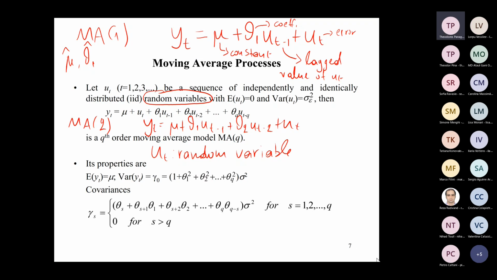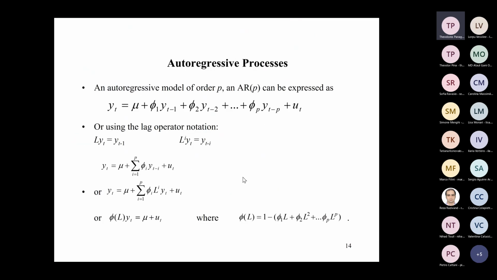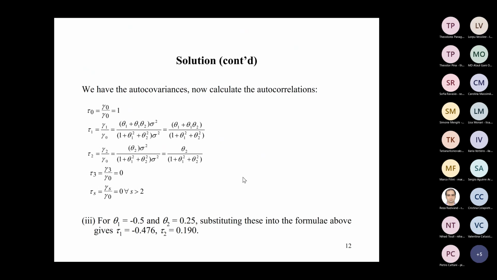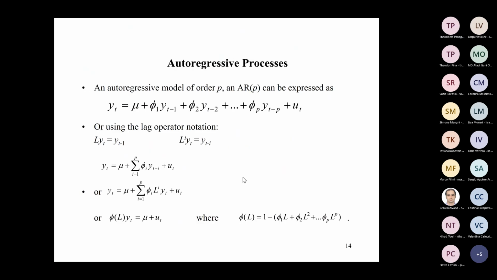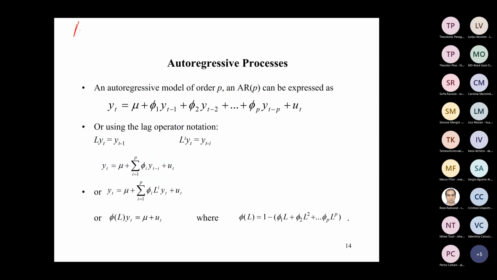Okay, so I guess you can hear me again. So the next thing we're going to do is talk about an autoregressive process. Now, what is an autoregressive process? An autoregressive process is a process in which the lagged values of the variable itself are used to explain y.